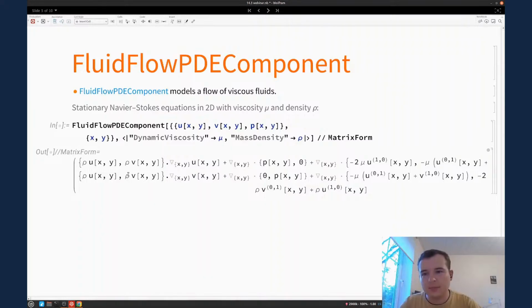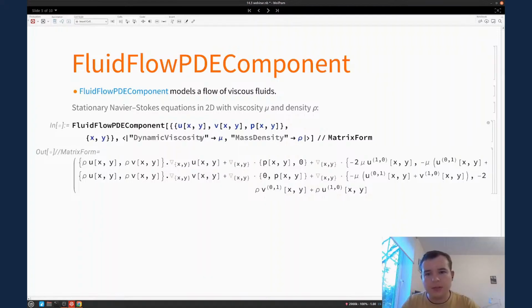Here we can see an example for how we can use the FluidFlowPDEComponent to generate the stationary Navier-Stokes equations in 2D. So the FluidFlowPDEComponent takes 2 arguments. The first argument is the variables. So here we have u, v, and p. U and v are the components of the velocity, only 2 components because we are in 2D, and p is the pressure. And since we are in only 2D and we are dealing with stationary equations, they only depend on x and y.